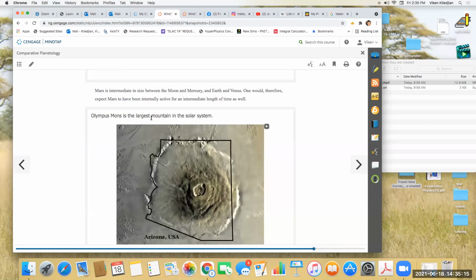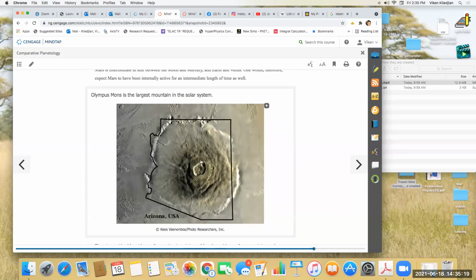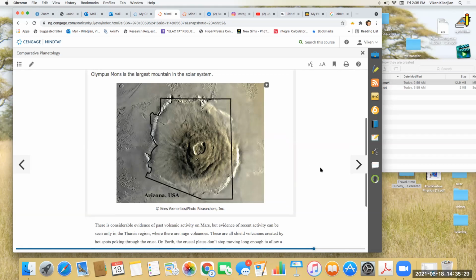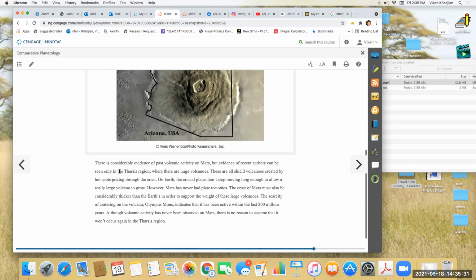Olympus Mons is the largest mountain in the solar system. This is a view of Olympus Mons from the top. Look at it. It looks as big as Arizona. That is a huge mountain. So there's considerable evidence of past volcanic activity on Mars, but evidence of recent activity can be seen only in the Tharsis region, where there are huge volcanoes.